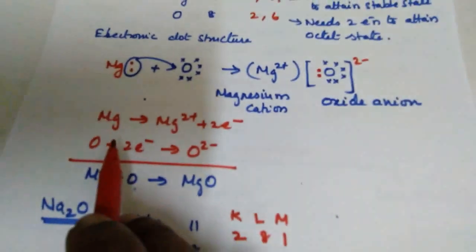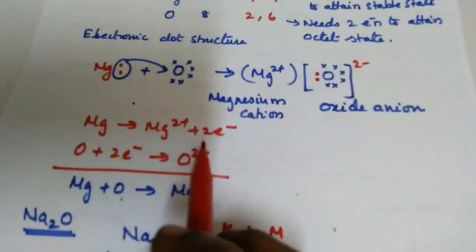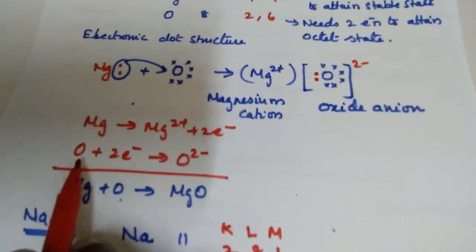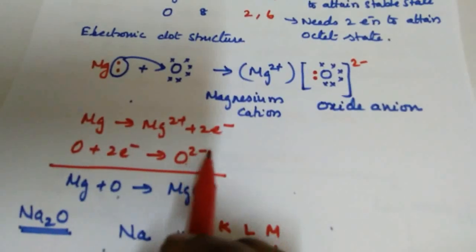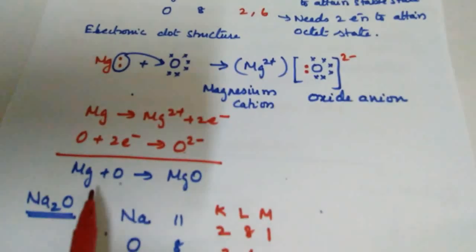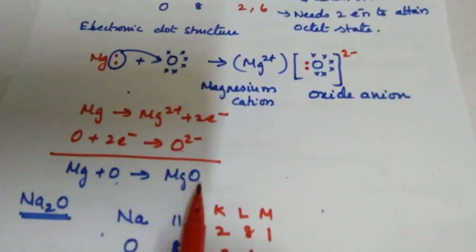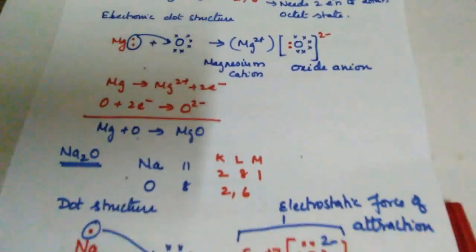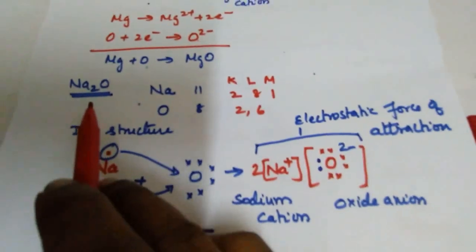Magnesium oxide compound is formed because they are held together. In equation form, Mg gives Mg2 plus and 2 electrons. O plus 2 electrons gives O2 minus. So Mg plus oxygen gives MgO. Okay, let us take one more example.